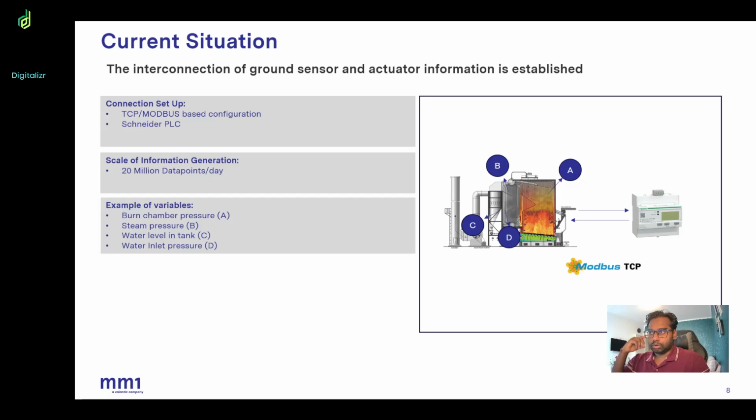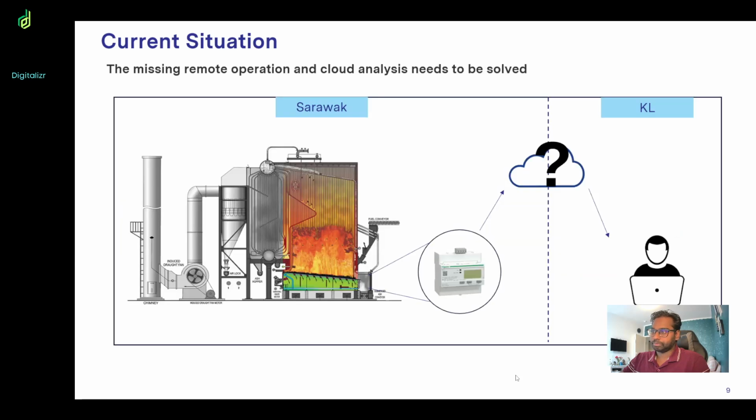According to the use case owner, there are around 20 million data points being generated per day. It's a lot of data points, and the connection can be retrieved through Modbus. It's a very standard connection in the industry, where Modbus is used to read out sensor data and similar things. And a Schneider PLC is used for the operation of the boiler system.